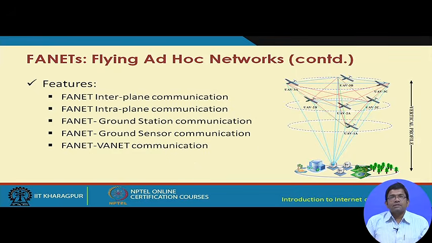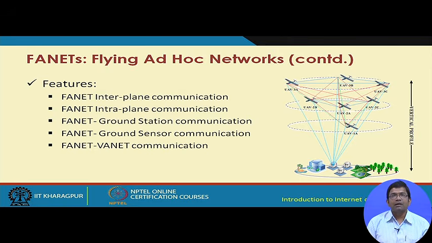In flying ad hoc networks, the communication takes place in different planes. One is interplane communication. As we can see in this particular figure, we have one plane, a second plane, and a third plane. Interplane communication takes into account how the UAV of one plane communicates with a UAV of another plane. Then we have intraplane communication, where UAVs within the same plane communicate with each other.